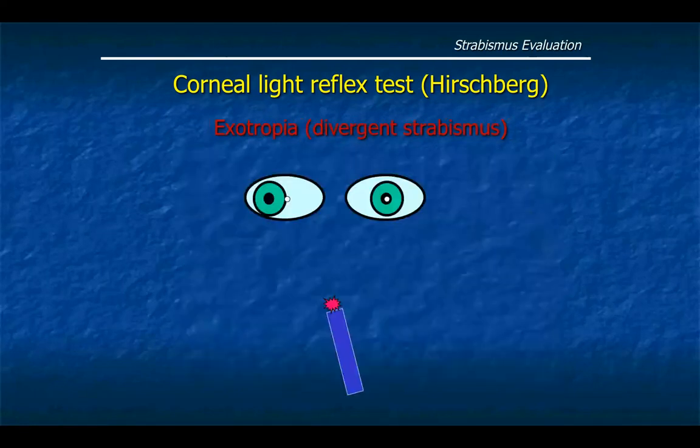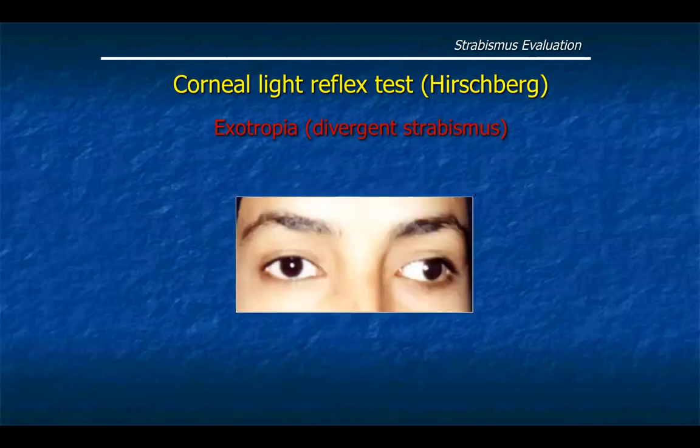If the light reflex falls on the center of the pupil in one eye, but on the nasal part of the cornea in the other eye, it means there is exotropia or divergent strabismus. As in this patient, in the right eye the reflex is in the center, in the left eye the reflex is on the nasal part of the cornea. So she has exotropia or manifest divergent strabismus.